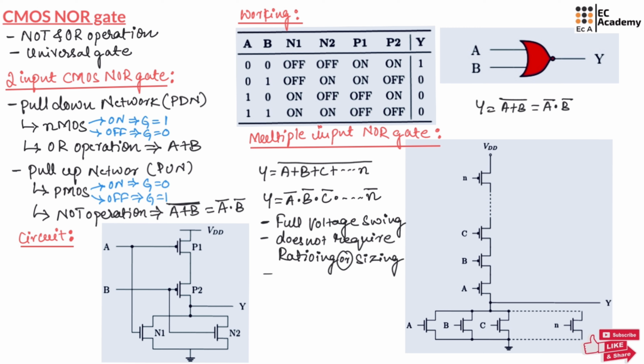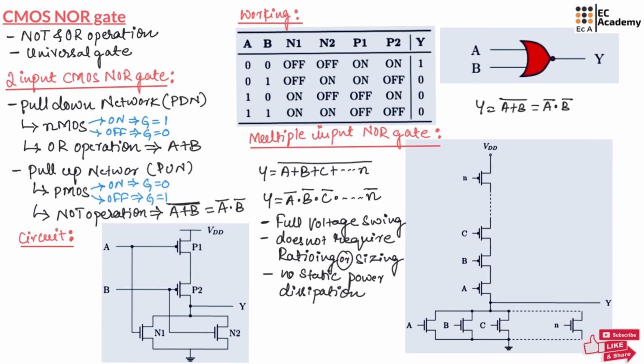The next advantage is there is no static power loss or no static power dissipation. If we say there is no static power dissipation, which means there is no direct connection between VDD and ground towards the output. Hence, the circuit will be power efficient.